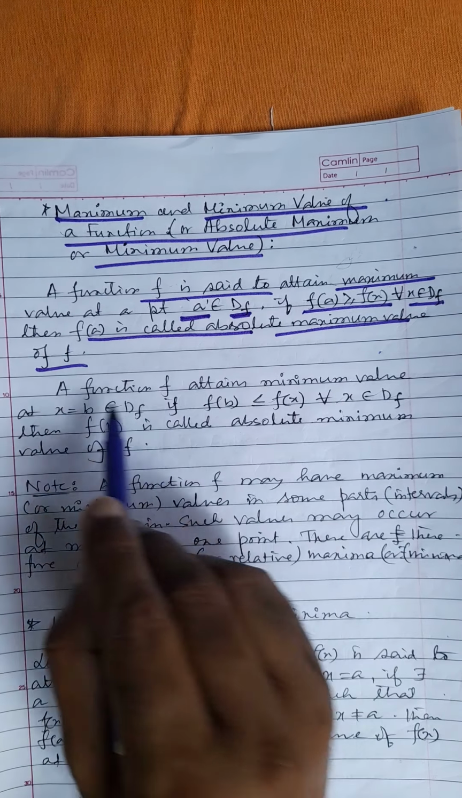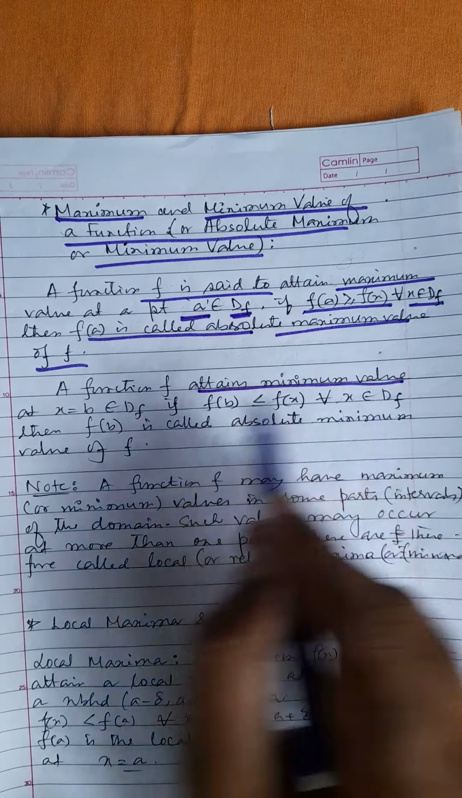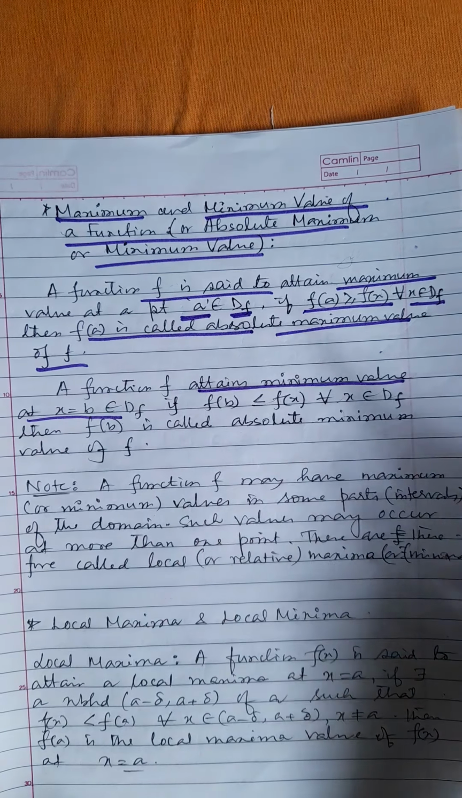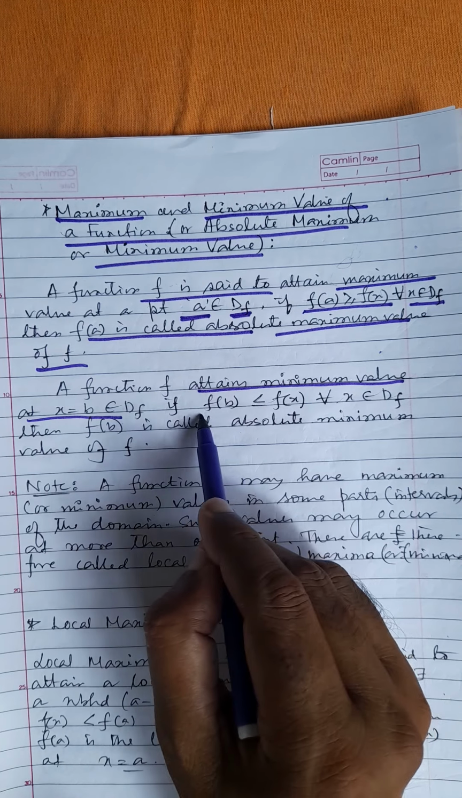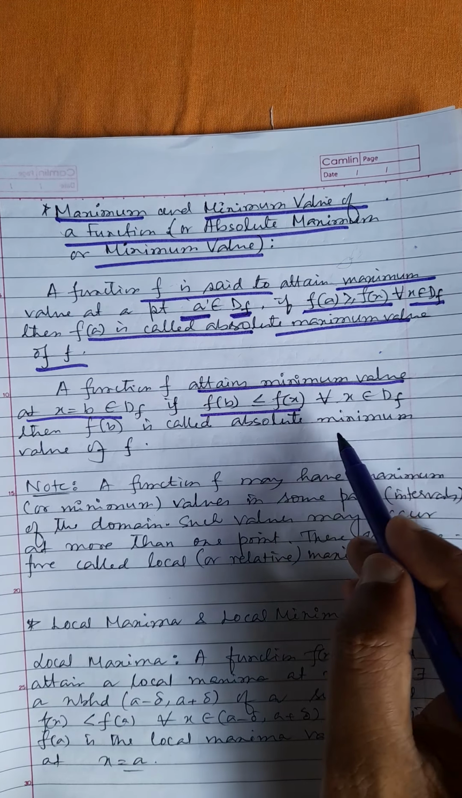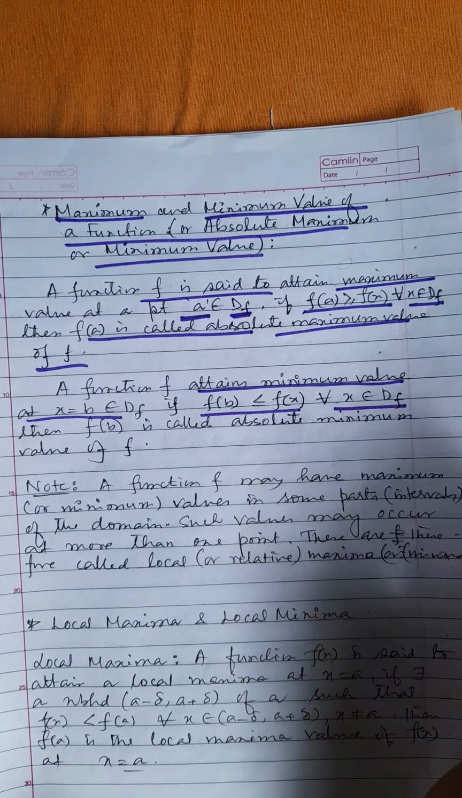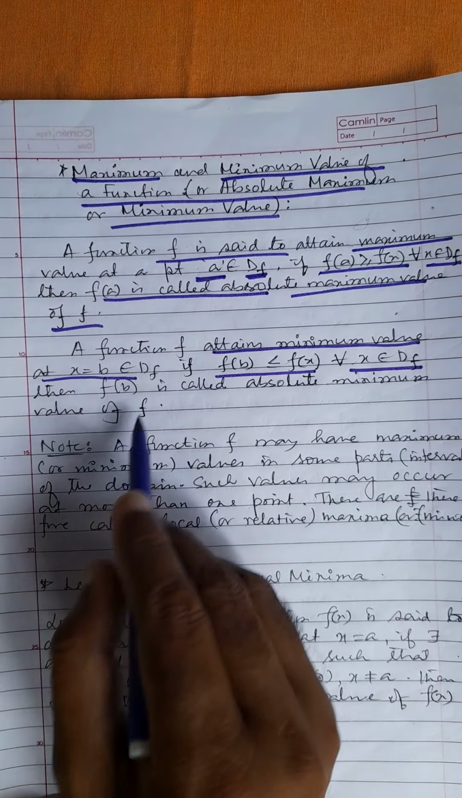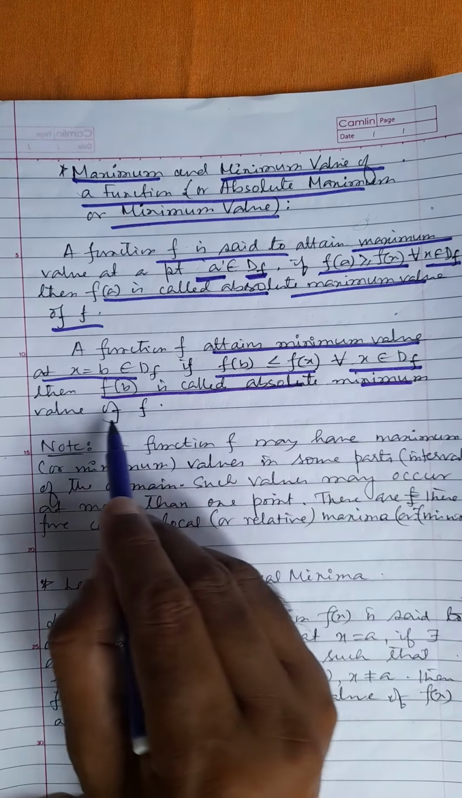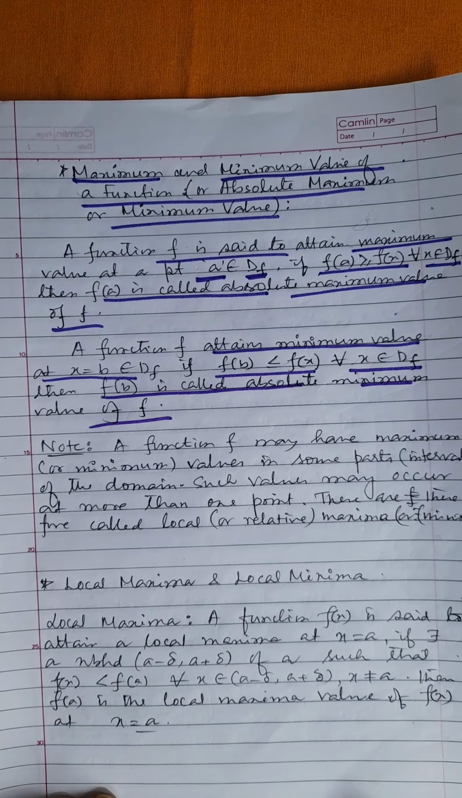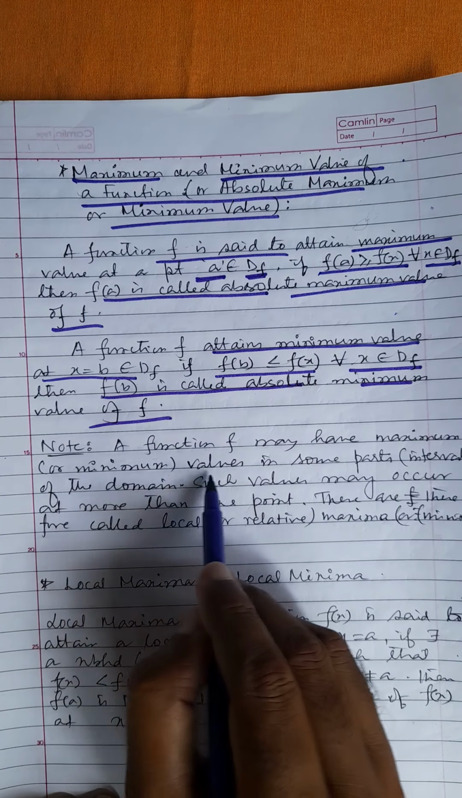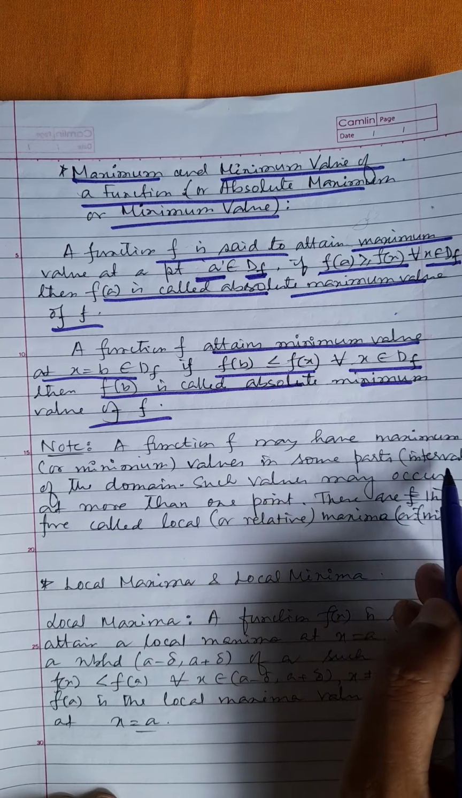Okay. Similarly, a function f attains a minimum value at x is equal to b, where b belongs to the domain of f. If f(b) is less than or equal to f(x) for all x belonging to the domain of f, then f(b) is called the absolute minimum value of f. Clear?